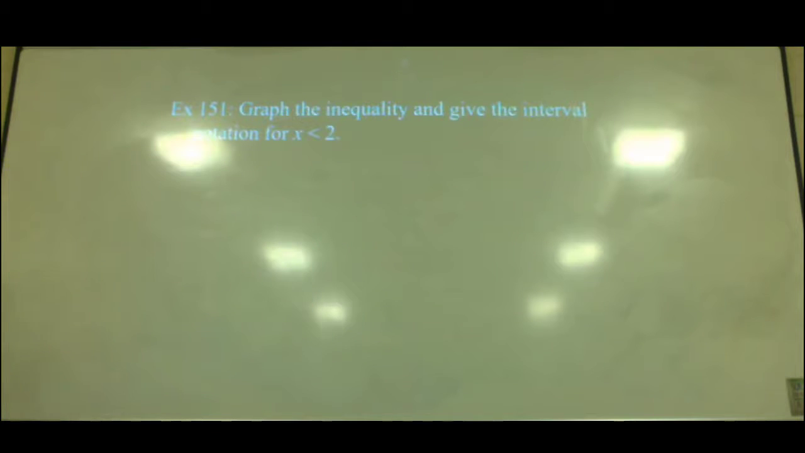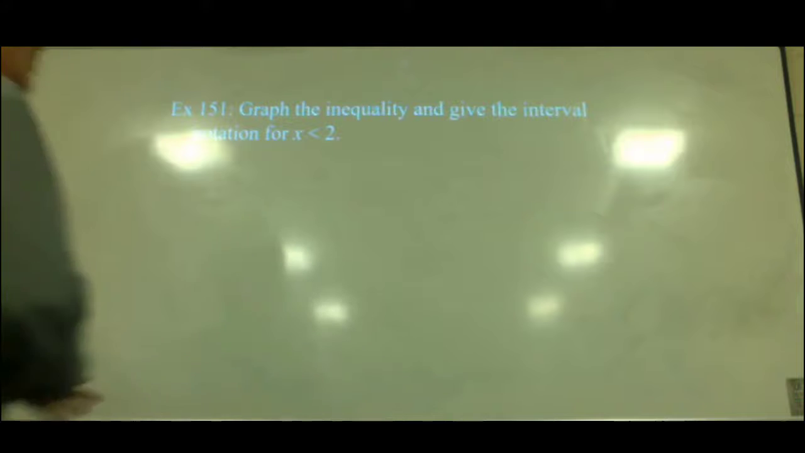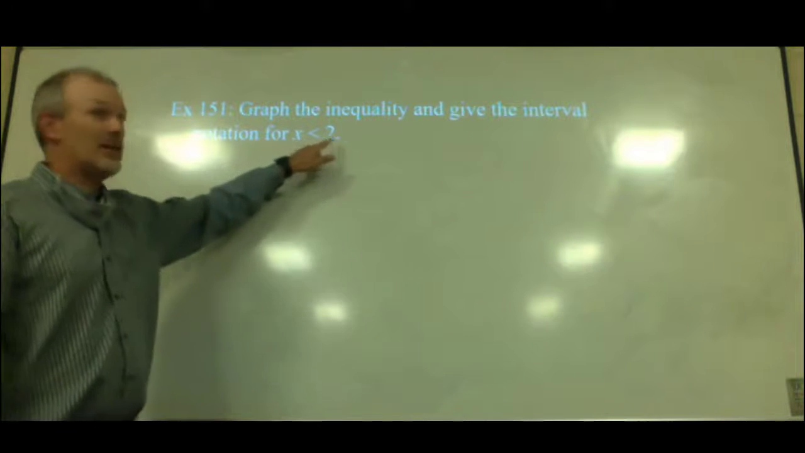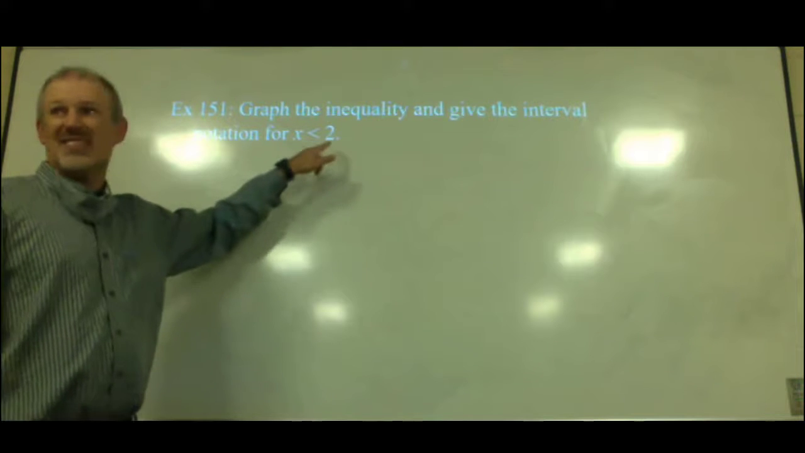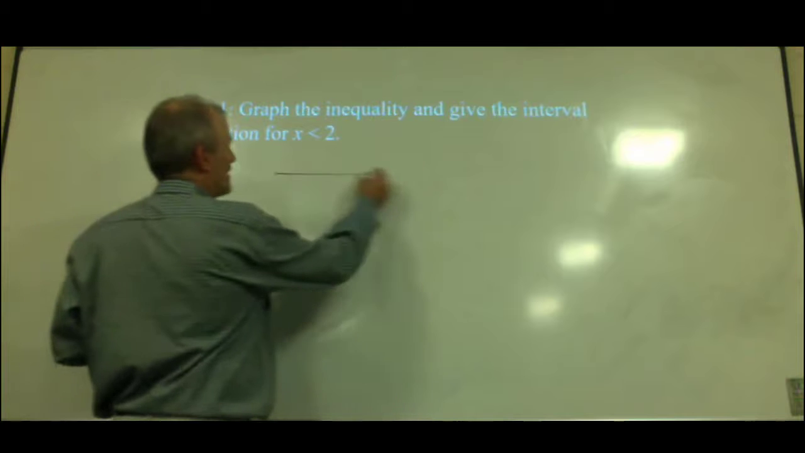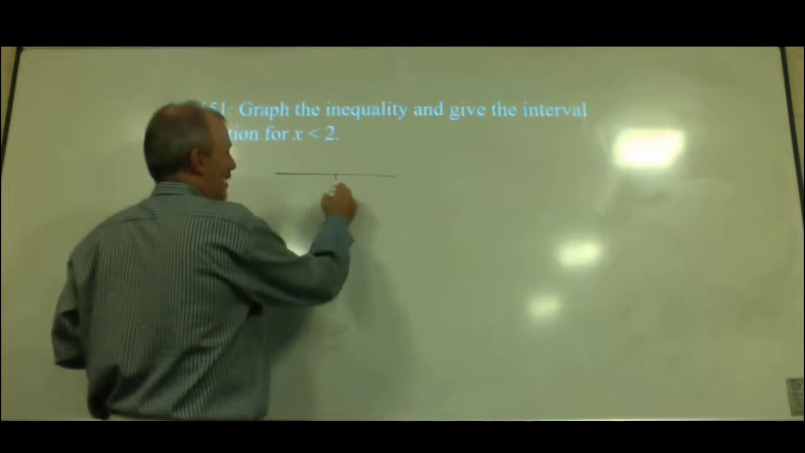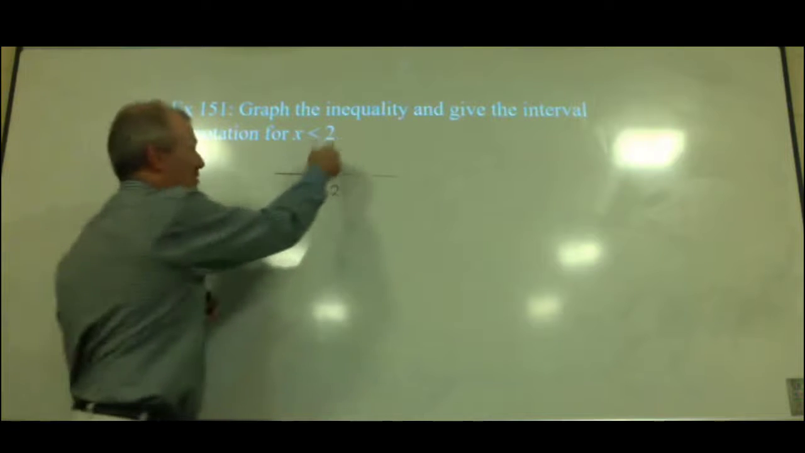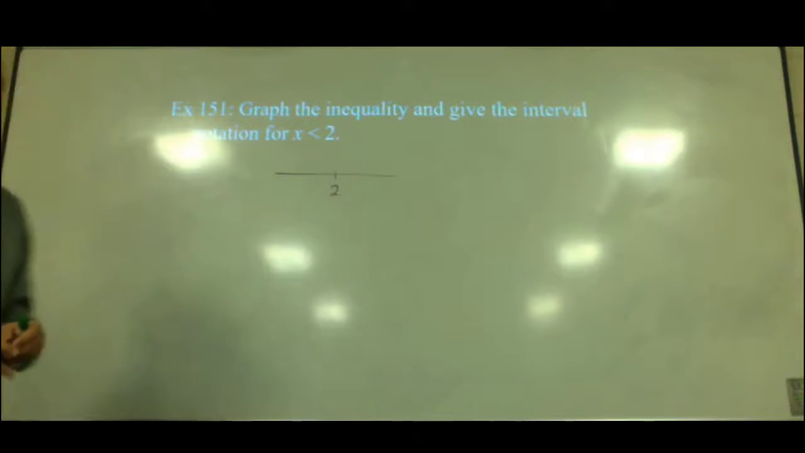So graph the inequality and give the interval notation. See if you can read this, look at your paper if you need to. What does this say? X is what compared to 2? Less than. X is less than 2. So if we would graph this, here's what I like to see on my graph. I like to see the boundary point, which is 2. Just write it down on your number line.